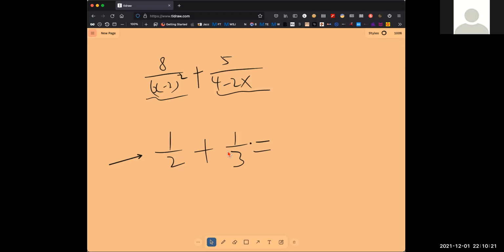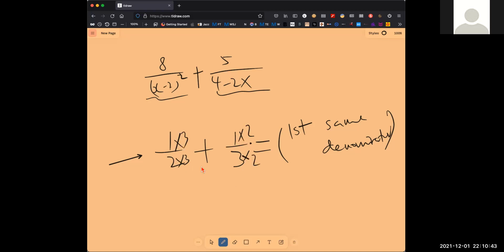Half plus 1/3 without using a calculator. Make it the same denominator. Very good. So the first step is same denominator. So over here, you need to times the 3. Over here, you need to times the 2. So over here, you get 3/6. Then over here, you get 2/6. So you end up with 5/6. So this is the step to tackle this question.